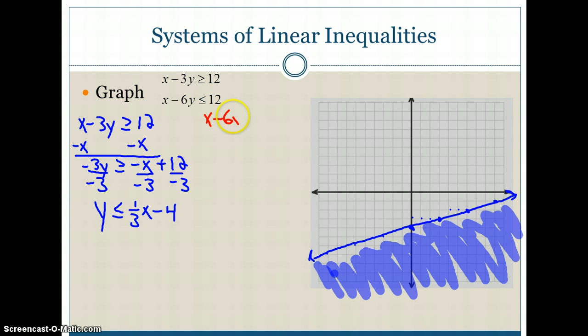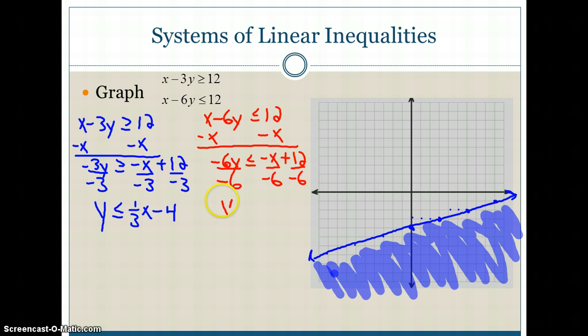x minus 6y less than or equal to 12. We subtract x from both sides first. We get negative 6y less than or equal to negative x plus 12. Divide both sides by negative 6. y is greater than or equal to 1/6x minus 2.